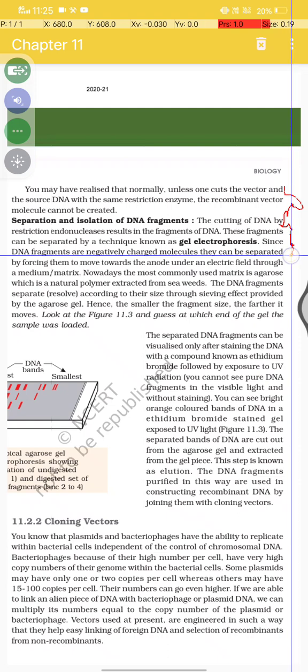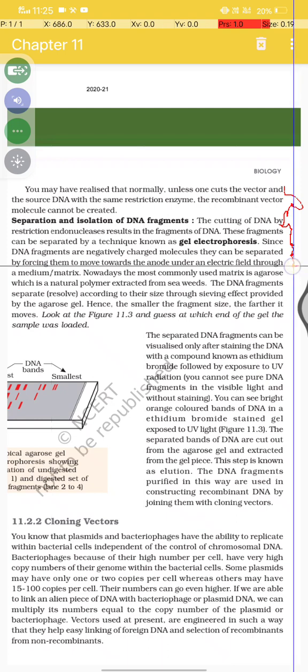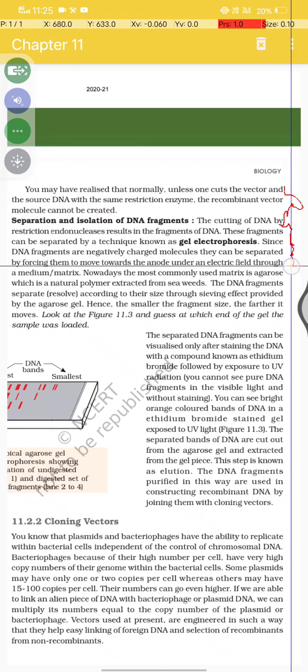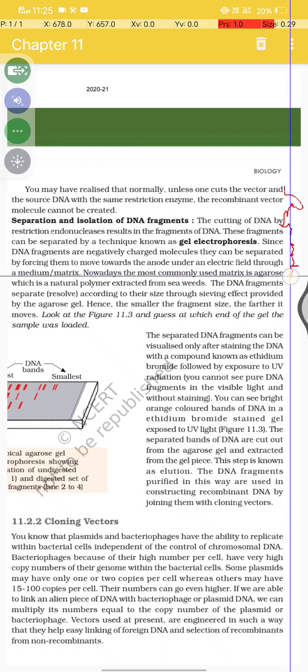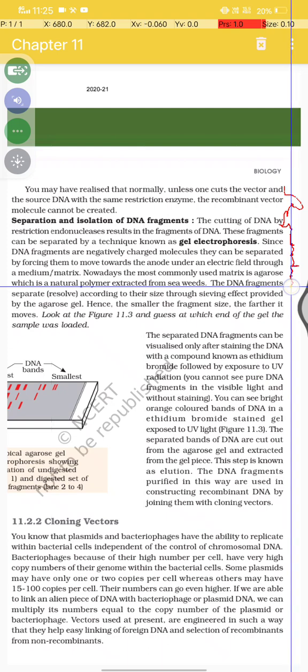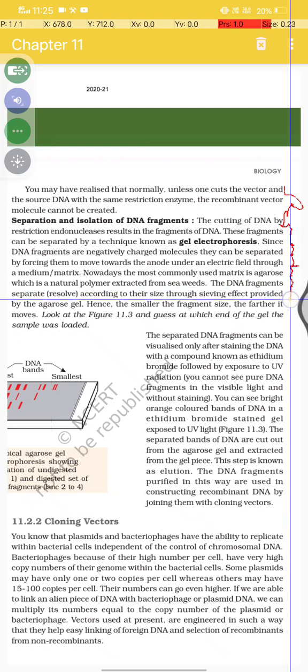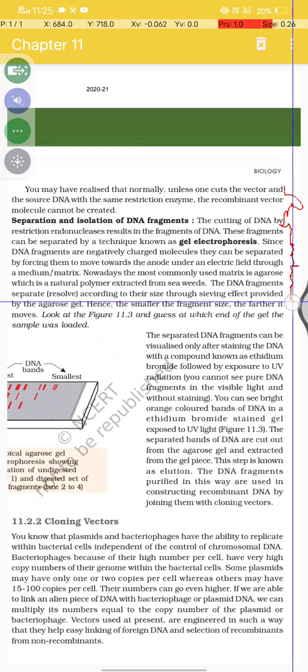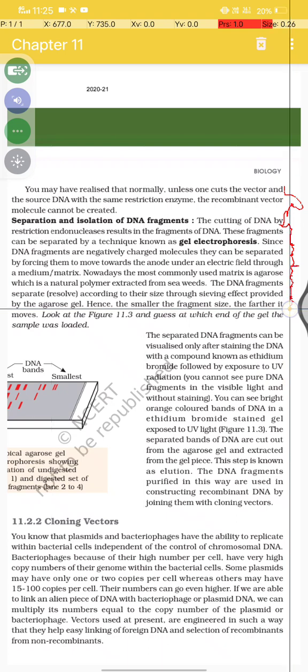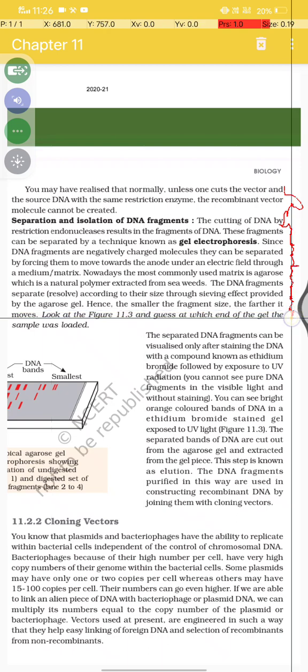Since DNA fragments are negatively charged molecules, they can be separated by forcing them to move towards the anode under an electric field through a medium matrix. Nowadays the most commonly used matrix is agarose, which is a natural polymer extracted from seaweed. The DNA fragments resolve according to their size through the sieving effect provided by the agarose gel. Hence the smaller the fragment size, the farther it moves.